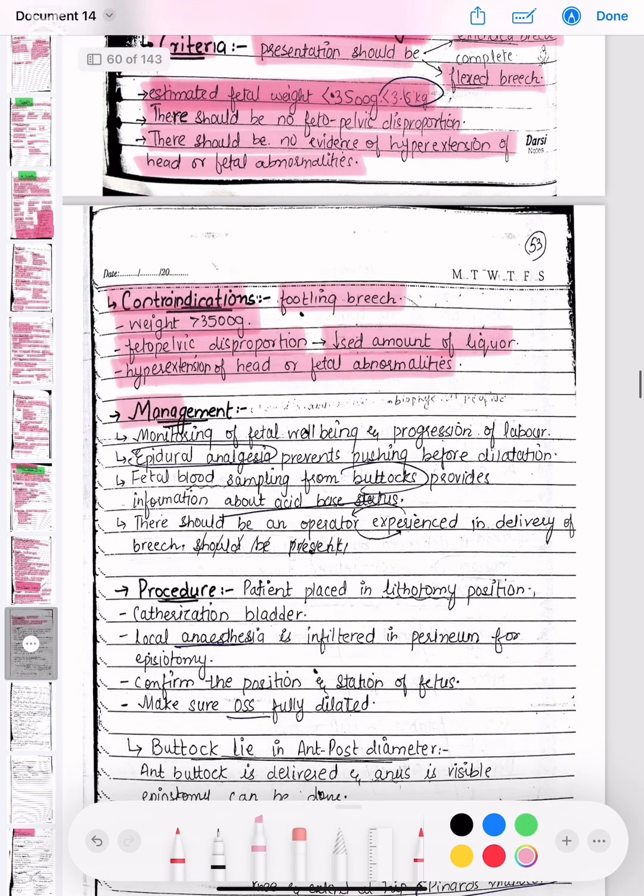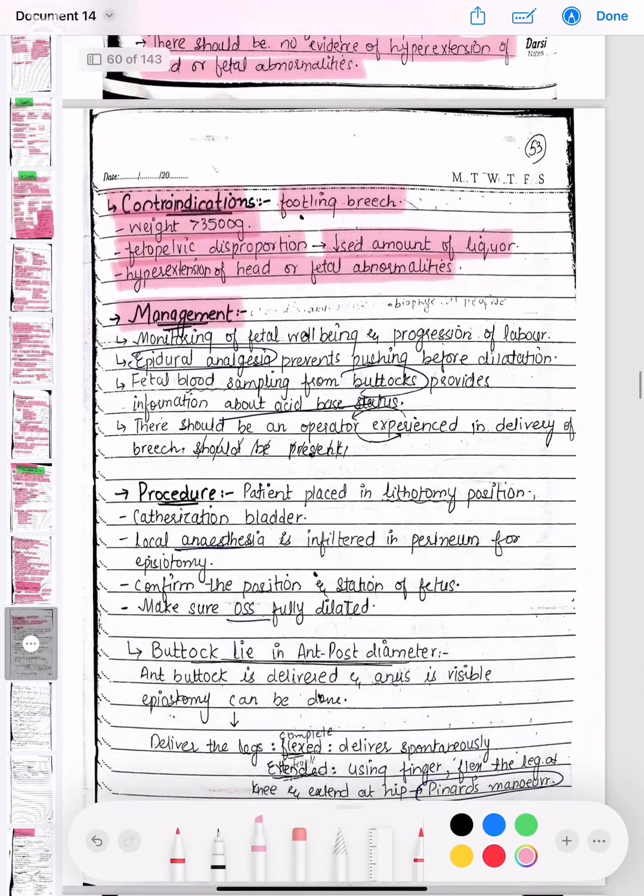The management option for vaginal breech delivery is monitoring of the fetal well-being and progression of the labor. Epidural analgesia prevents pushing before full dilatation. Fetal blood sampling from the buttocks provides information about acid-base status. There should be an operator experienced in delivery of the breech.